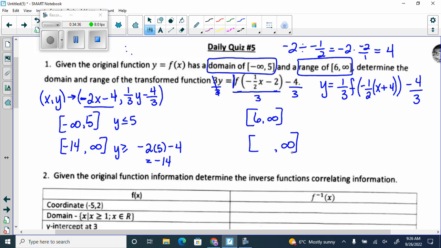Well, how do I get that something? I plug it into there. So I go 1/3 times 6 minus 4/3. 6 times 1/3 is 2. 2 minus 4/3. So that's 6/3 minus 4/3, which is 2/3.